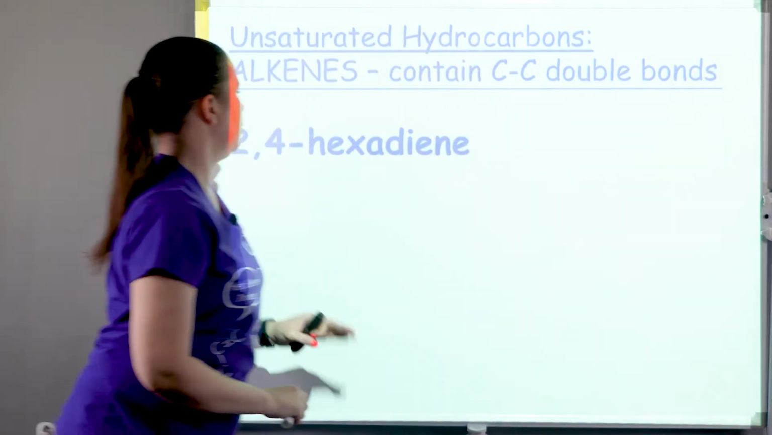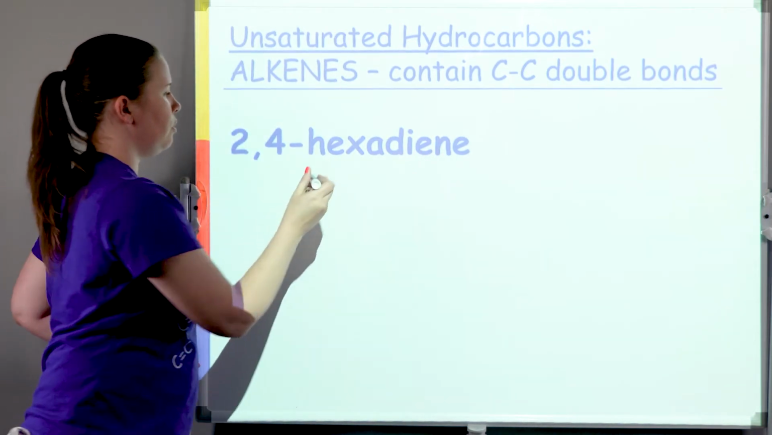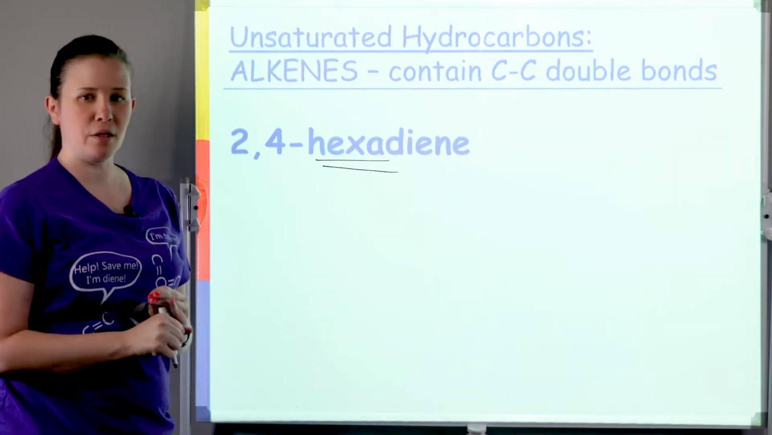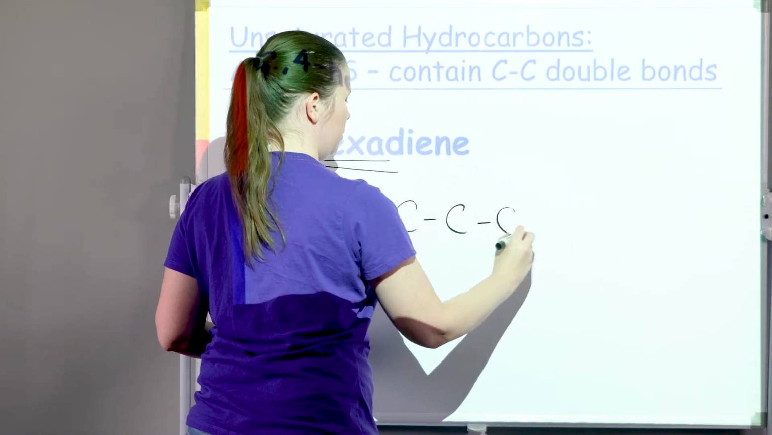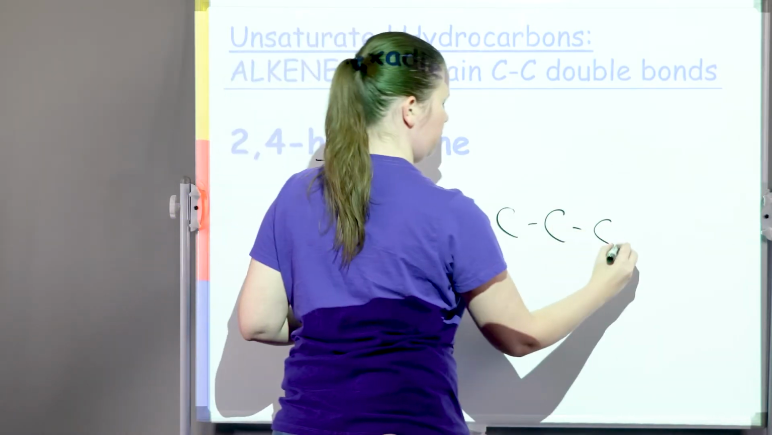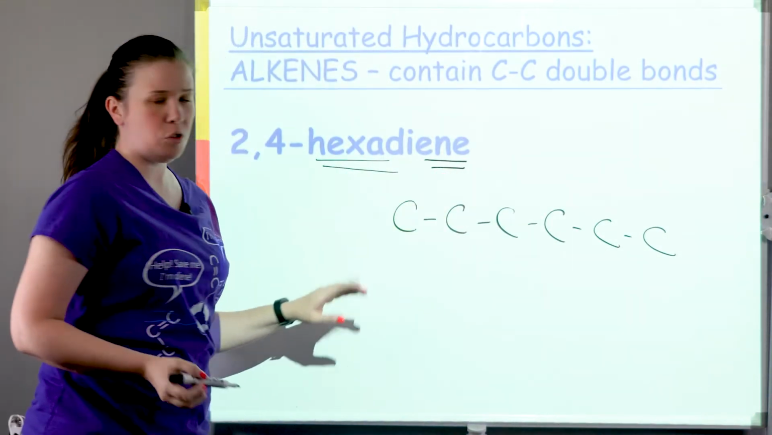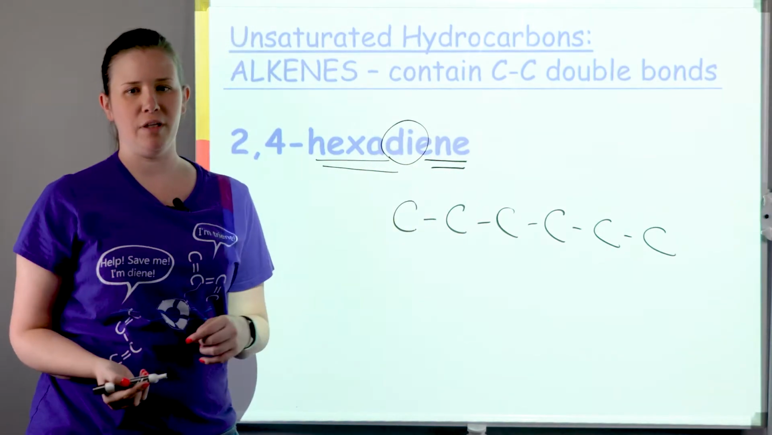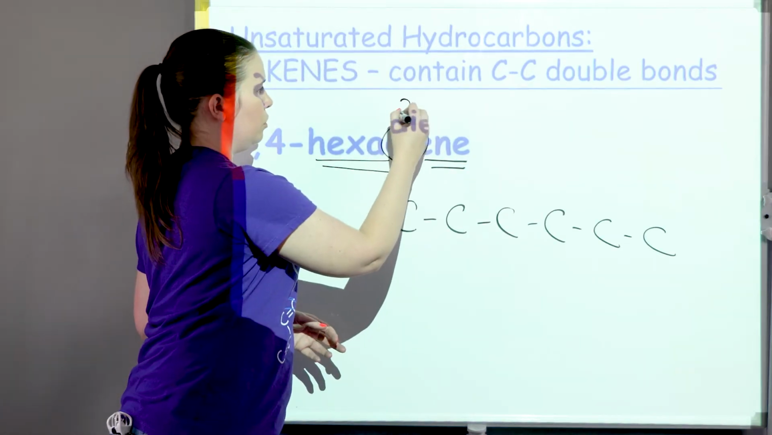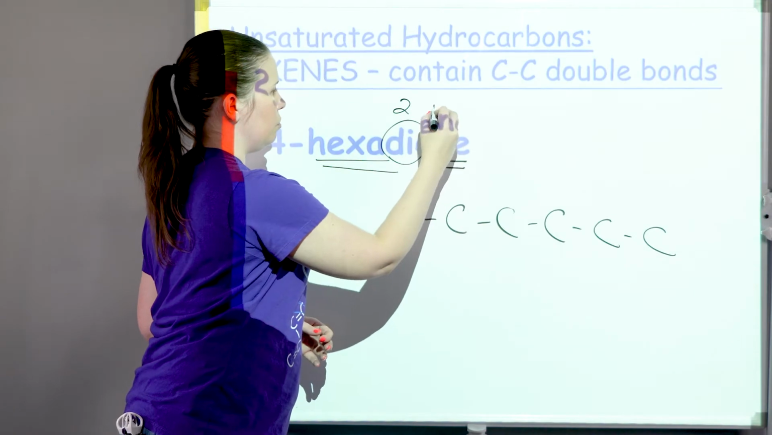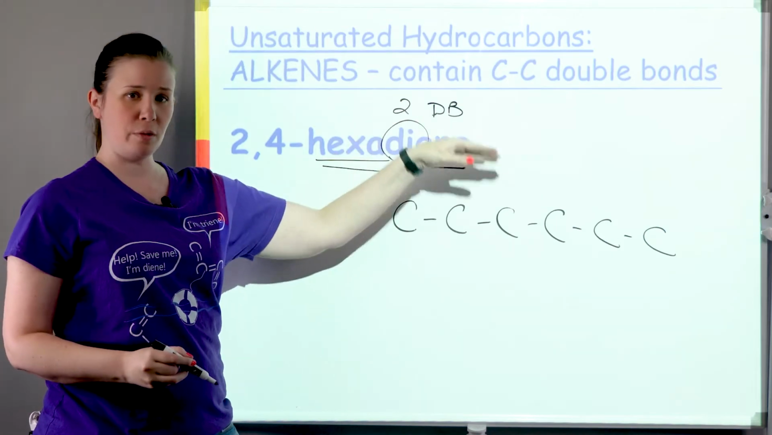Let's do another one. 2,4-hexadiene. So let's start with what we know. Hexa will tell me how many carbons, and that means I'm going to have 6 carbons. 1, 2, 3, 4, 5, 6. Now I can see that ENE that I'm used to, but there's a di in front of it. Well, think back to dimethyl. What does di usually mean? 2. And what does the ENE usually mean? The double bond. So diene would just mean 2 double bonds.